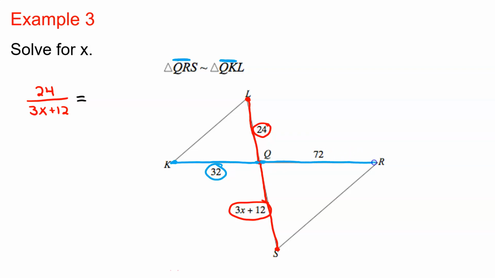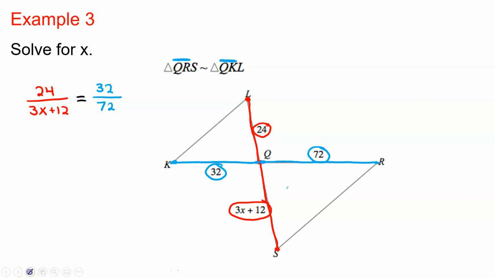So those are the other set of corresponding sides. So again, be careful. Since I did do 24 over 3x plus 12, I got to make sure that I'm consistent. I'm going to say 32 over 72, right? So make sure to be careful that you're consistent. You're using the same triangle, same way when you're creating your fractions.